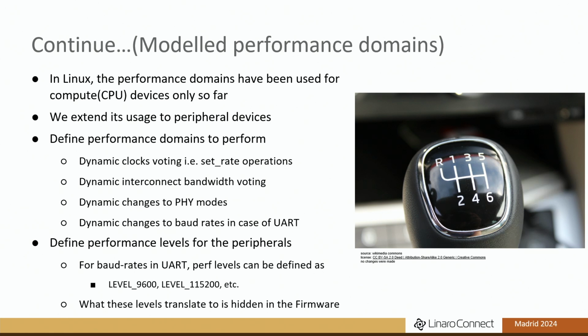So continuing on that, so far in Linux, the performance domain has been associated with compute devices like CPUs, but we are extending its usage to peripherals. Clock scaling, dynamic interconnect voting, PHY mode changes, UART baud rate changes, these are some good candidates that can be abstracted under performance domain. For example, a UART driver may define performance levels like level 9600, level 115200 and so on, and if it needs to configure one of them, it just sends the request to the firmware to configure level 115200, for example, and then the firmware knows what it needs to do to achieve that baud rate.